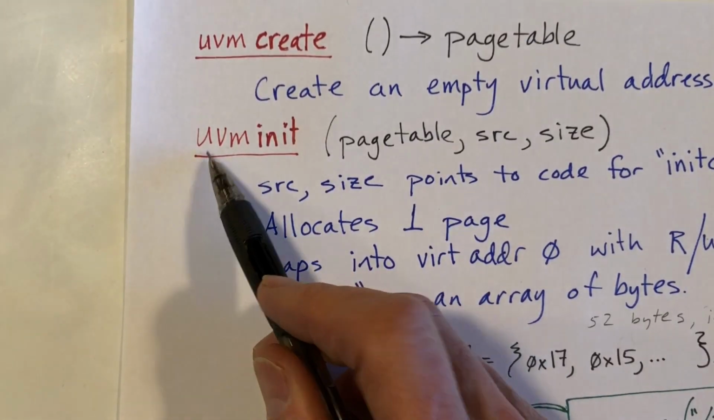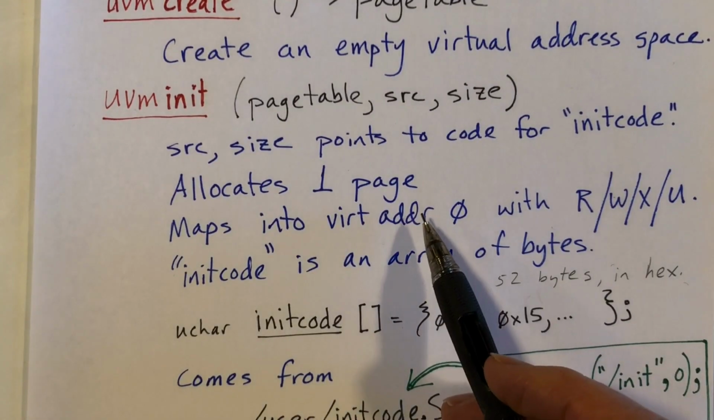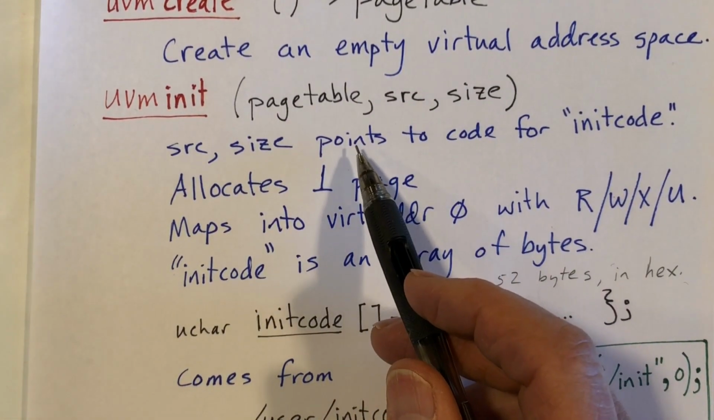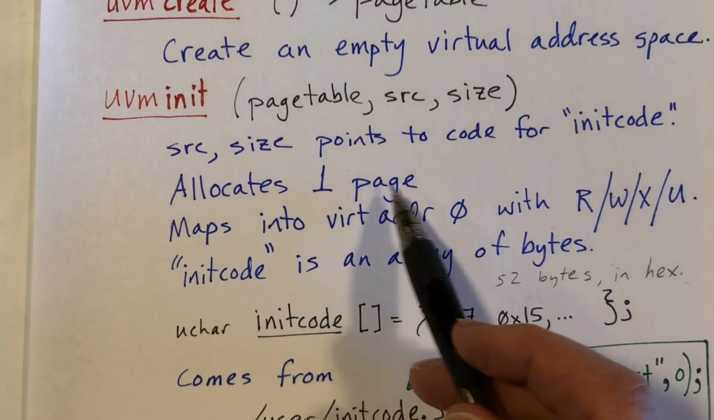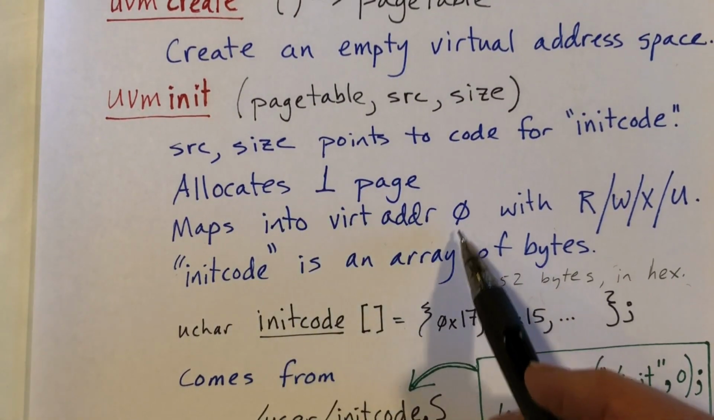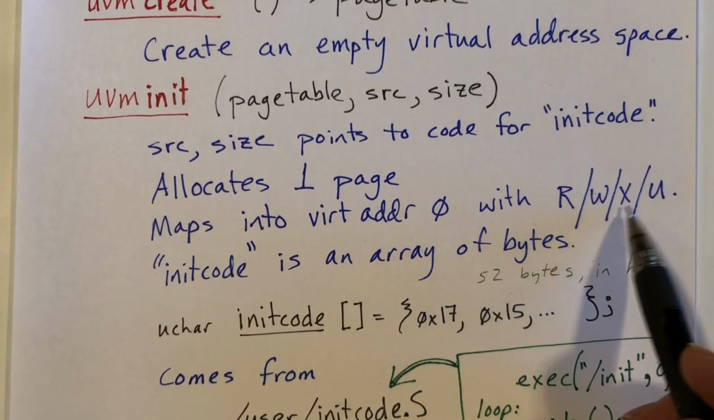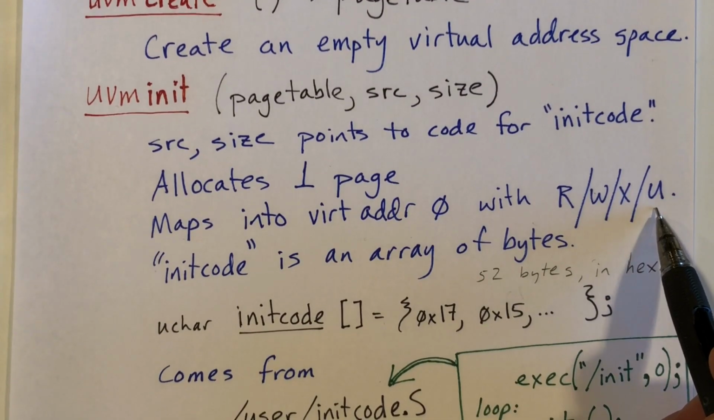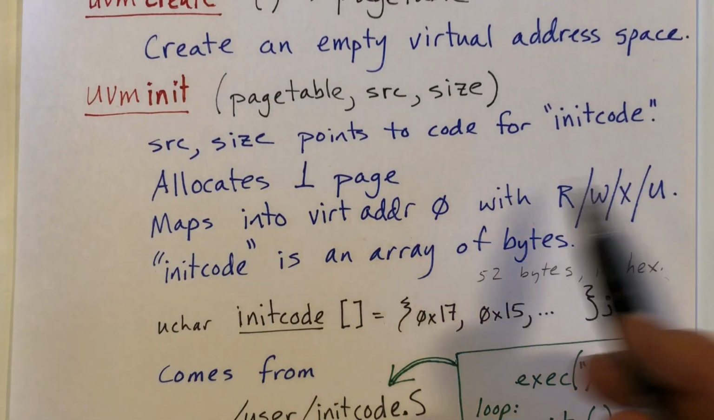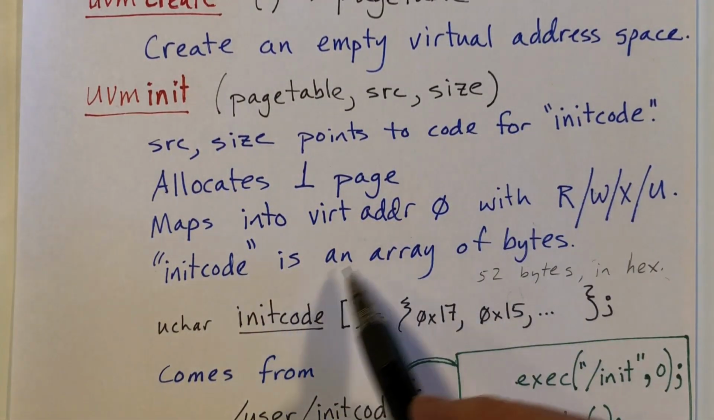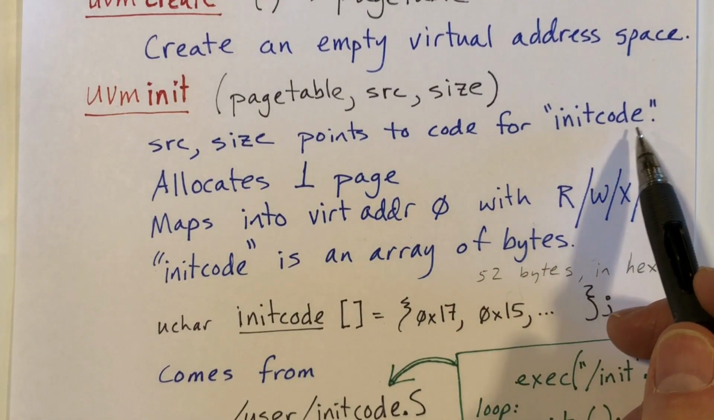And we've also got uvminit, which is used to create the first user virtual address space. This is a little bit special. It's going to allocate a single page, map it into virtual address 0, and mark that page as readable, writable, executable, and accessible in user mode. And then it's going to fill it with some code. Okay, it's going to fill it with the code for this function initcode, or I should say this process initcode.